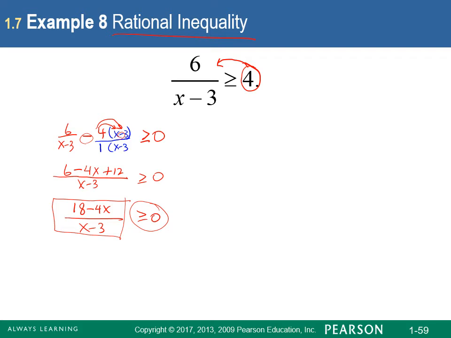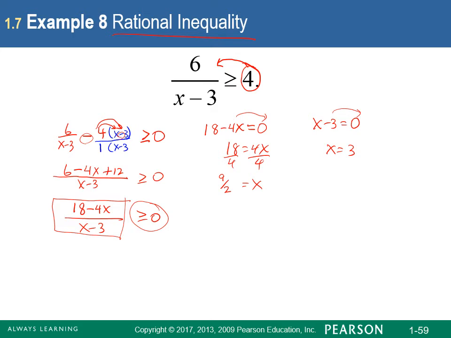So you'll pick up from what we're about to do. And what we're about to do is simply take the top and the bottom individually and set them equal to 0. So finish solving. Move the 4x over, and we've got 18 equals 4x. Divide by 4, and we've got x equals 18 fourths, or 9 halves. Move the 3 to the other side, and we've got x equals 3.